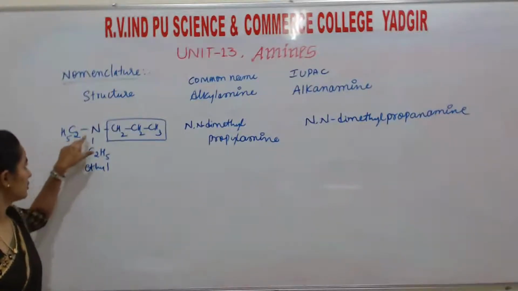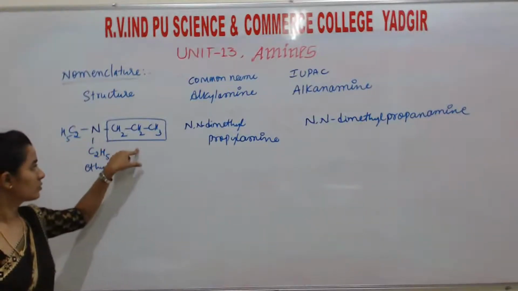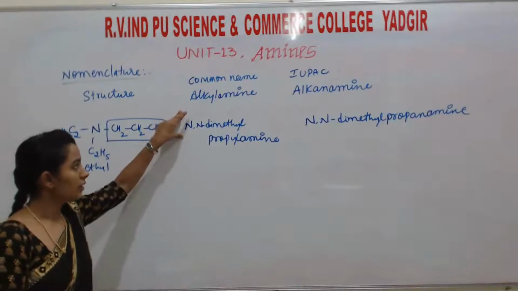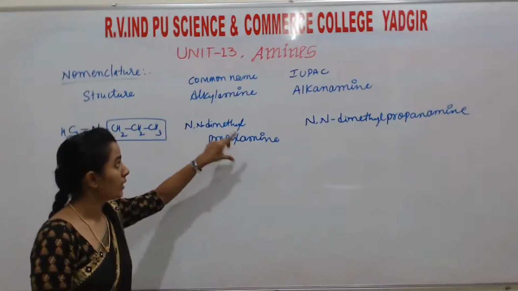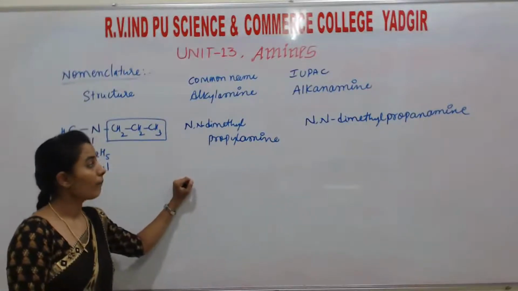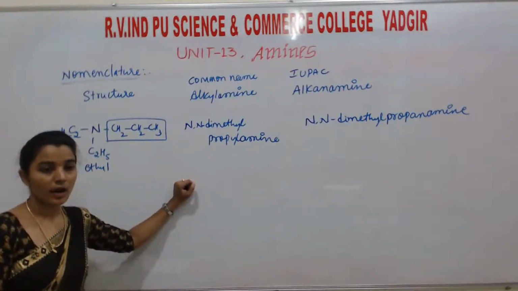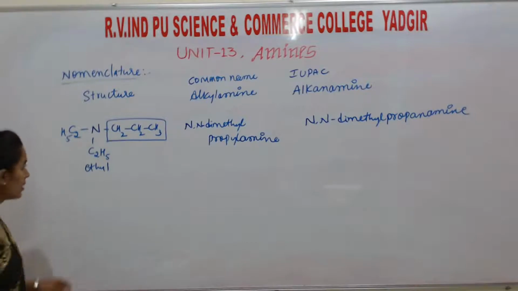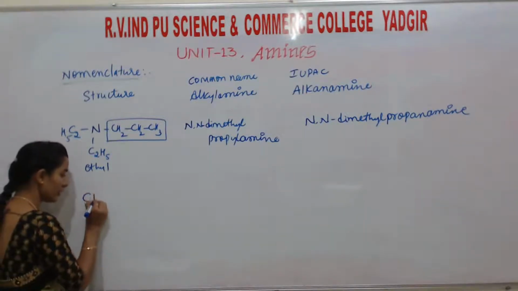Okay. So this is C2H5, N, C2H5, CH2, CH2, CH3. That is N, N dimethyl propylamine in the common name. So N, N dimethyl propanamine, that is the IUPAC name.